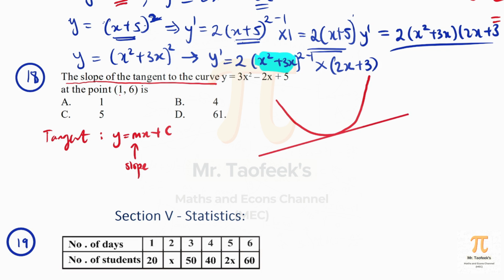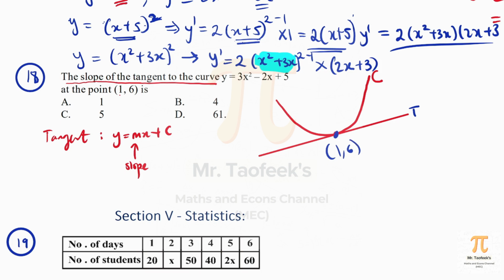Okay, so we have a curve, and this is a tangent touching it at that point. So this is the point of intersection. This is the tangent. They told us in the question the slope of the tangent to the curve y equals 3x squared minus 2x plus 5 at the point (1, 6). The point (1, 6) means the point where the curve and the tangent meet.